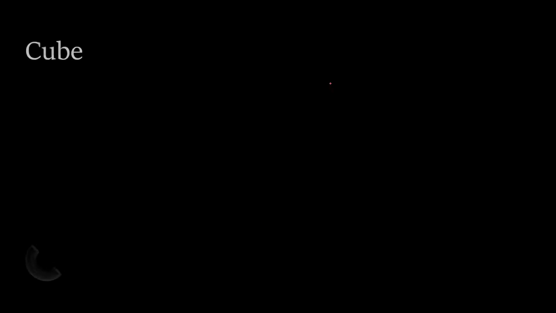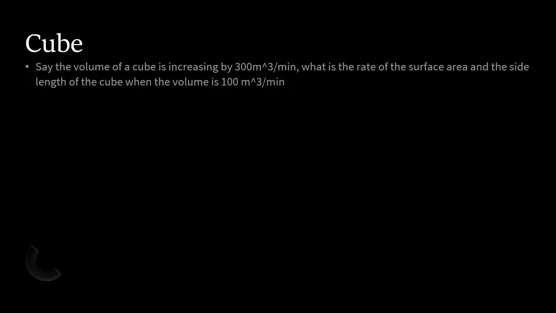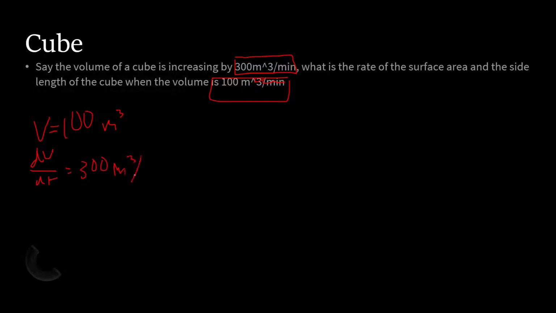So now let's do a cube. Say the volume of a cube is increasing by 300 meters cubed per minute. And over here, the volume is just going to be 100 meters. So V is going to be equal to 100 meters cubed. dV is also going to be equal to 300 meters cubed per minute, because this is the rate. We're going to have to find the rate of surface area and the rate of the side length.